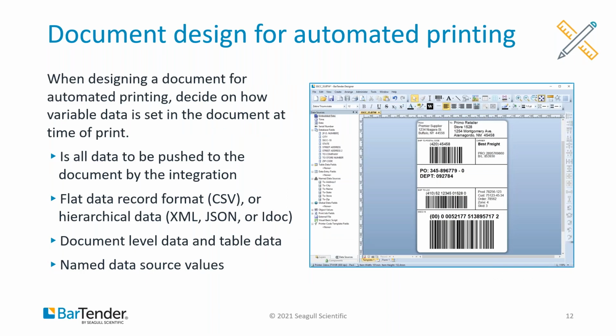So in the document design, of course, you design your document for how you want it to look. You'll set up your data sources, either record data or named data sources, as you see there. And with the record data, we can set both document level data, but also data for a table if you're making use of a data sourced table in your document. And both of these can be set via automation, via the integration platform.